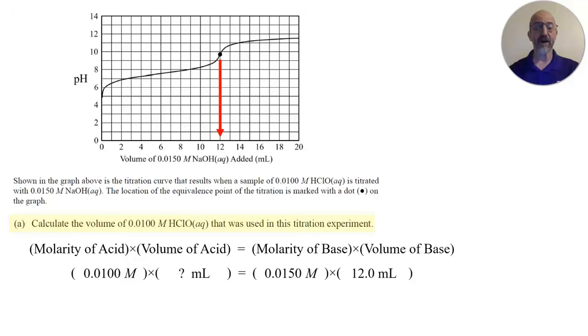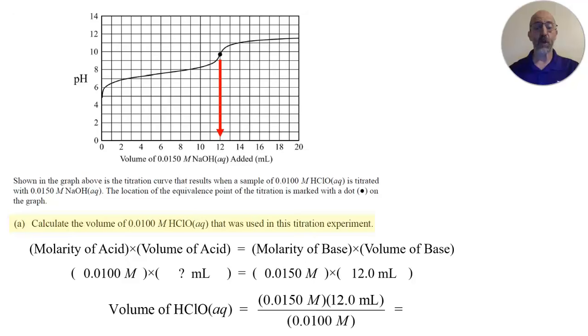So the answer to part A would be calculated as follows. 0.015 times 12 divided by 0.01. And so when we do that math, we get the volume of the hypochlorous acid that was used in this titration experiment, and it works out to be 18 milliliters. So that's the answer to part A.